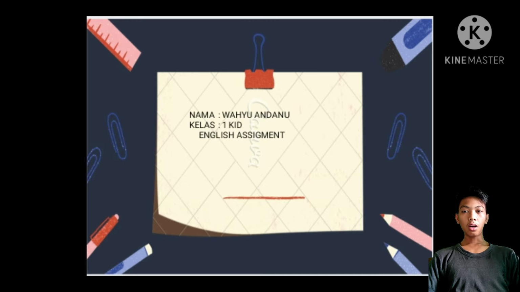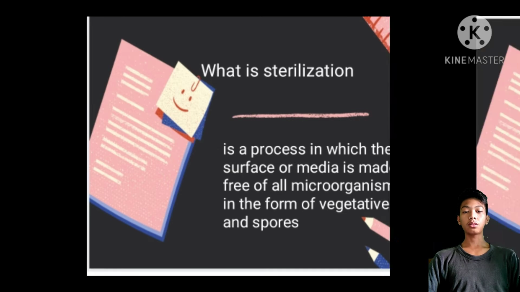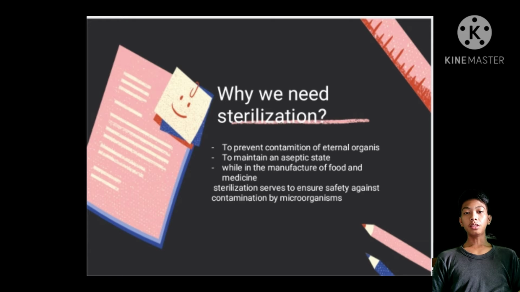In this video, I want to present about sterilization. What is sterilization? Sterilization is a process in which the surface or media is made free of all organisms in the form of vegetative or spores. Why do we need sterilization? Because sterilization can prevent contamination by outside organisms.